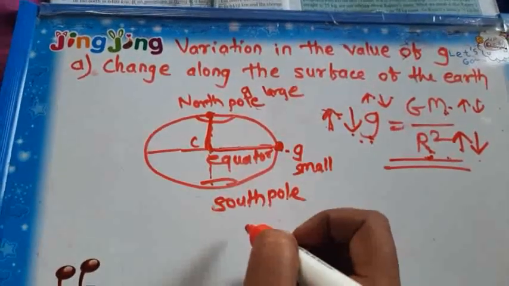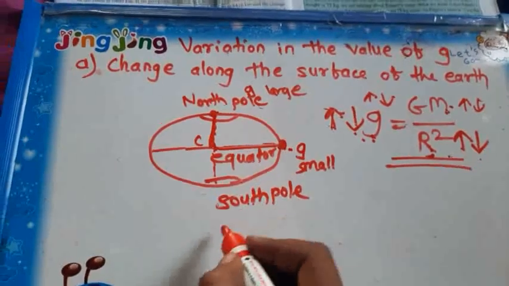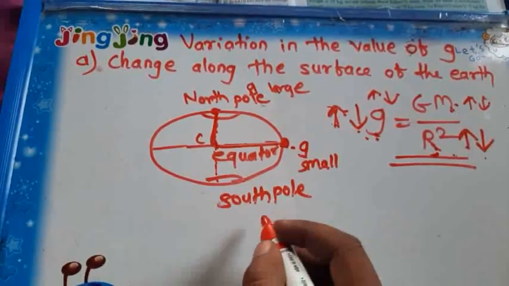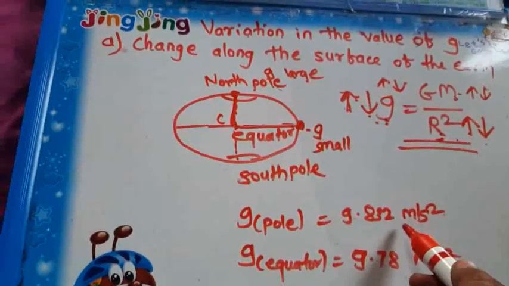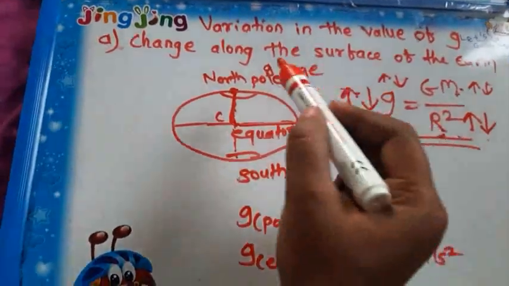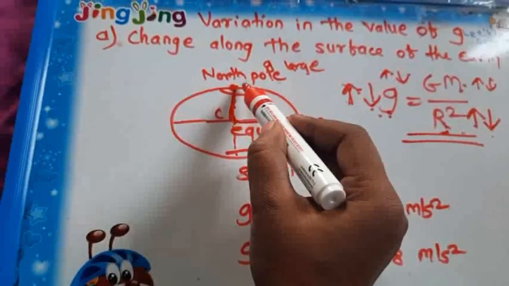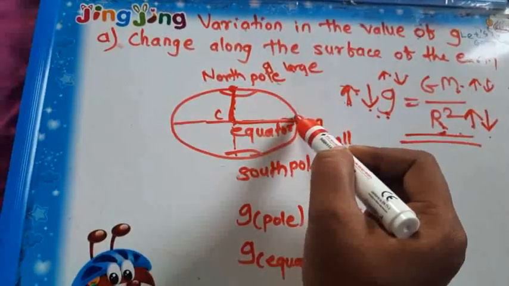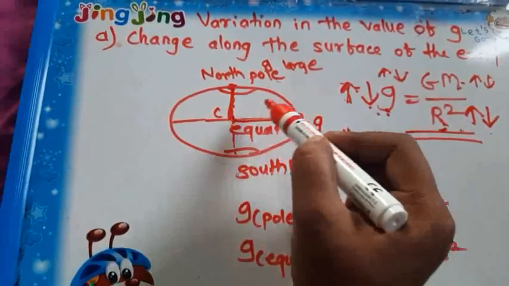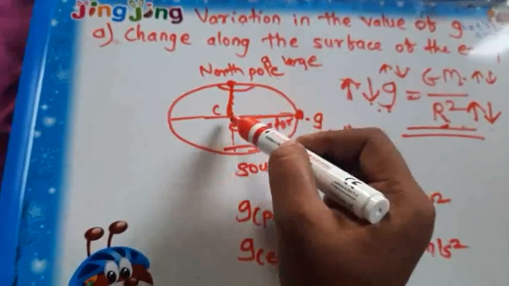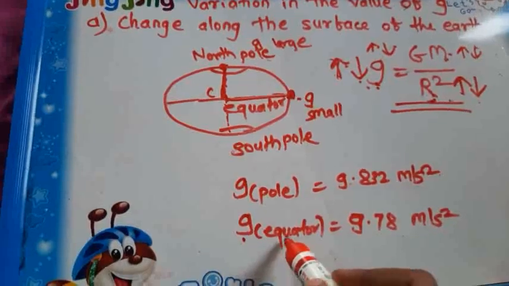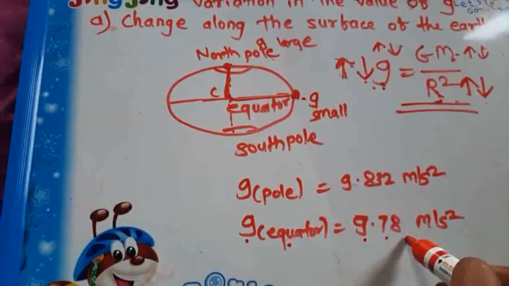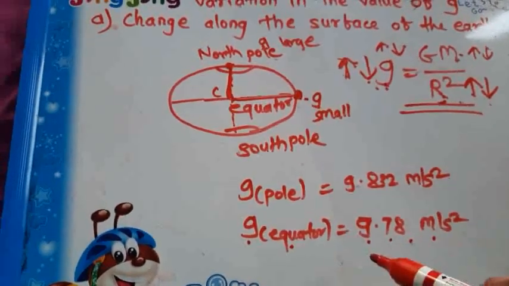The value of g is thus highest at the poles, and that is 9.832 meter per second square. As we move from the pole towards the equator, the value of g starts to decrease because the radius also starts to increase. That's why at the equator the value of g is smallest, and that is 9.78 meter per second square.